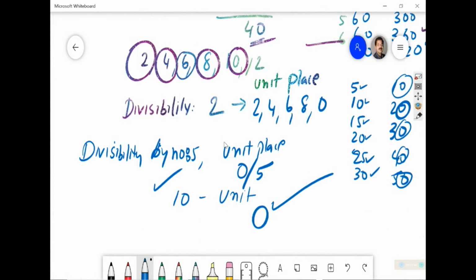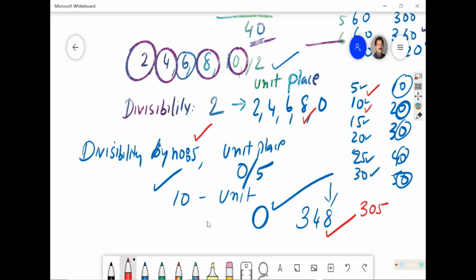Finally, we can say whether a number can be divided by a particular number. If a number has 2, 4, 6, 8, 0 at its unit place, for example, if I write 348, this is the unit place, and that unit place contains 8, so it is divisible by 2. But to divide by 5, it should have either 5 or 0 in its unit place. 305 is divisible by 5. 320 is also divisible by 5 because of 5 or 0 at the unit place. But if it is a matter of 10, the unit place should contain 0. We call this the test of divisibility.